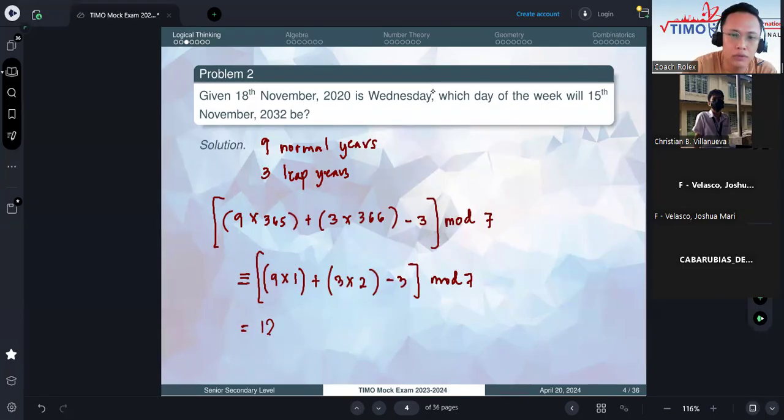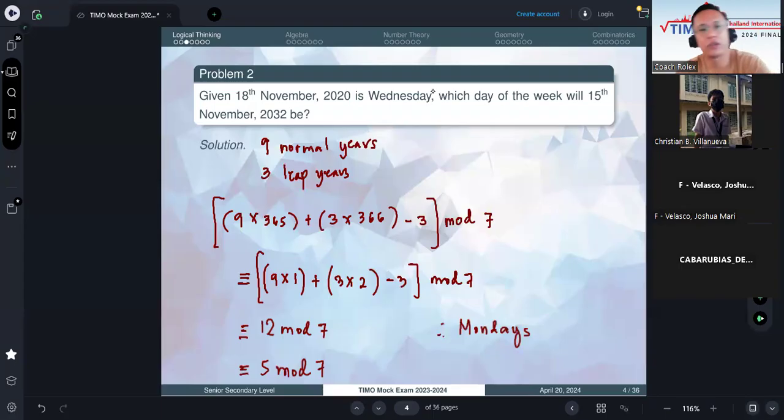We have 12 modulo 7, and this will give you 5. Okay, this should be equivalent to 5 modulo 7. So that means we just need to count 5 days after Wednesday. So we have Thursday, Friday, Saturday, Sunday, Monday. So the answer should be Monday, which is 5 days after Wednesday. Monday, not Mondays.